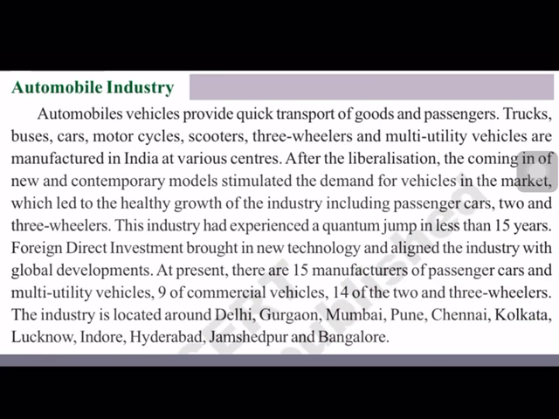Now, the automobile industry. Automobiles, vehicles, they provide quick transport of goods and passengers. For both, they provide quick transport. For example, trucks, buses, cars, motorcycles, scooters, three-wheelers. All these are automobile vehicles. And these are manufactured in India at various centers, mainly Gurgaon, Delhi, Mumbai, Pune, Chennai, Kolkata, Lucknow, Indore, Hyderabad, Jamshedpur and Bangalore. In these places, this automobile industry is located.